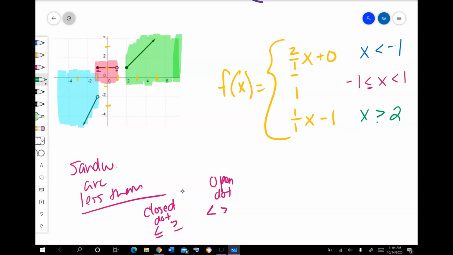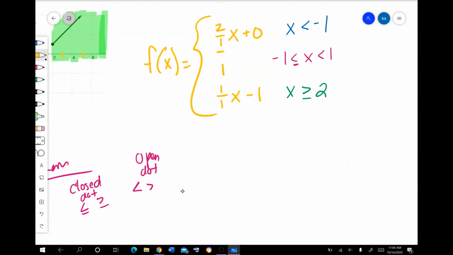It's closed, so I give it a bar. Now, I do want you to know that you can clean this up. I just wanted to show you that you can simplify some of this. 2 over 1, what's 2 over 1? 2 divided by 1 is 2. So we can really just say 2x.